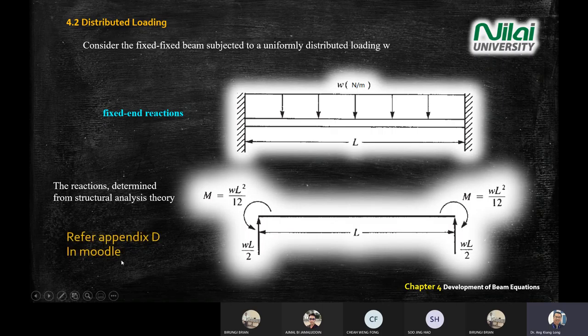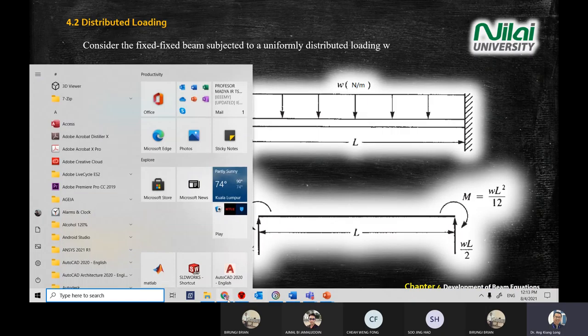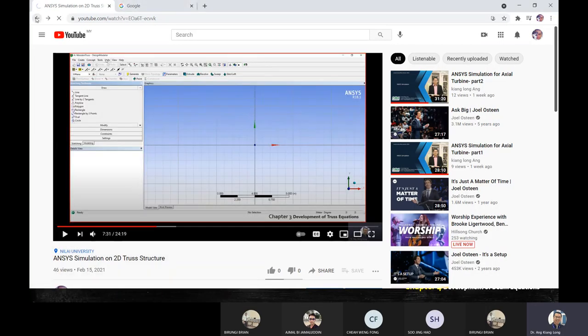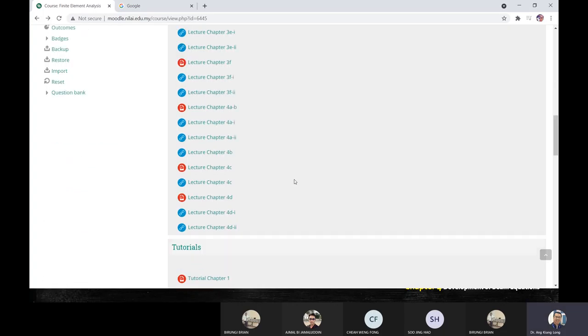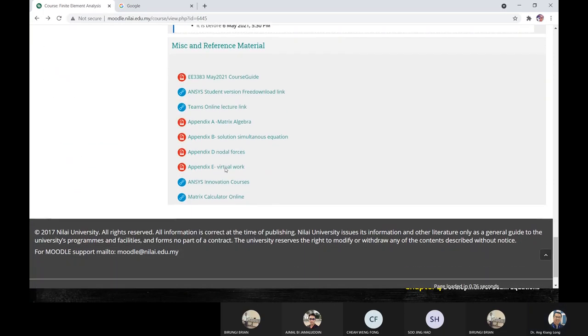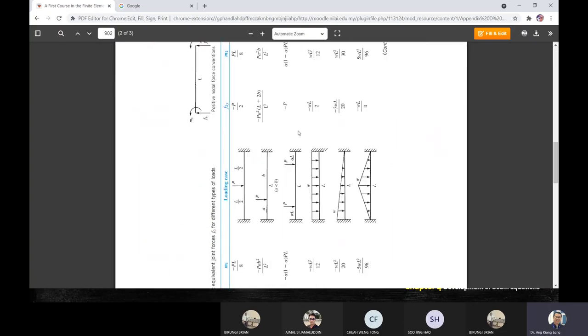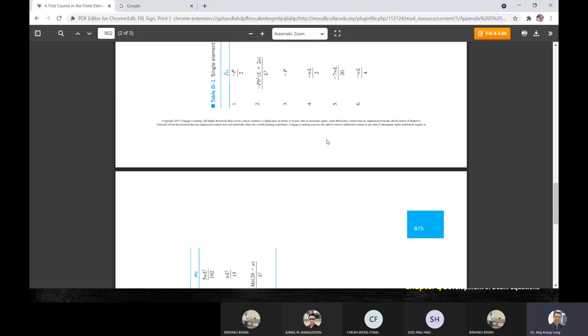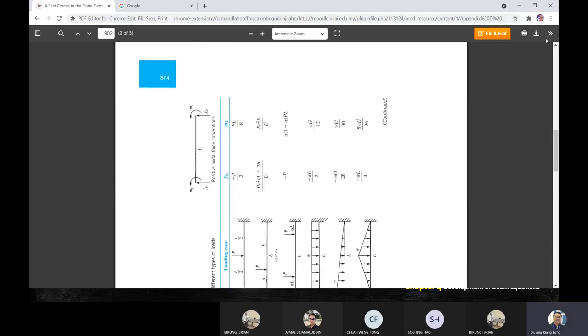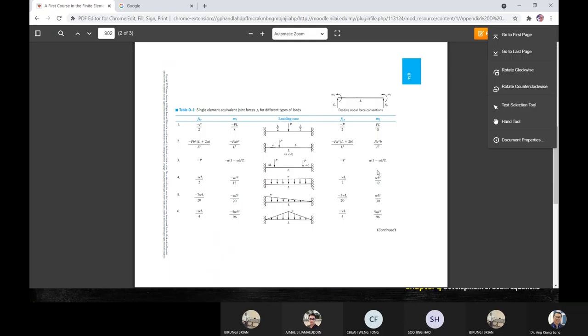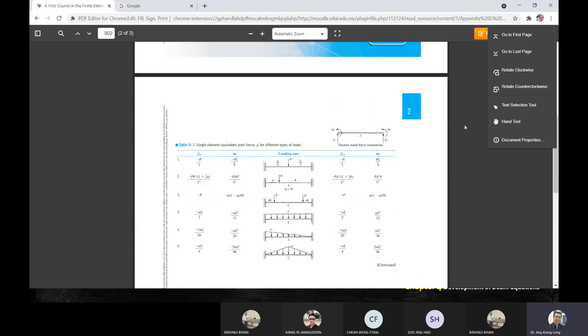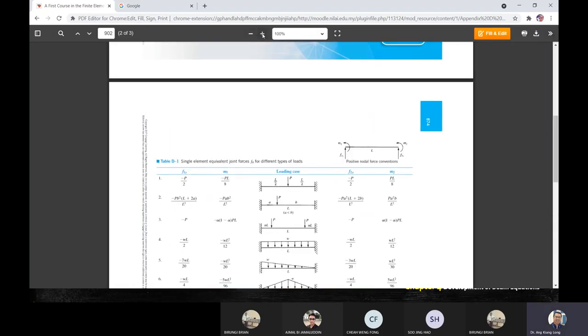So we go through a bit of theory first. For today, you need Appendix D for the understanding. So what do you have in Appendix D? If you go to Appendix D, you just open it, and you will see this chart and this chart that we're going to look at today. So I'm going to flip this chart.